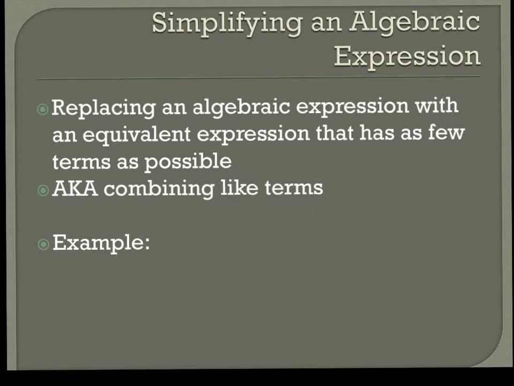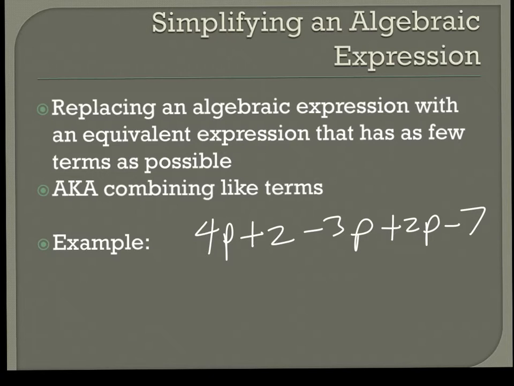Okay, so this one's a little longer. Simplifying an algebraic expression. When you replace an algebraic expression, which we had a couple of slides ago, with an equivalent expression that has as few terms as possible. In other words, combining like terms. My example, if I gave you 4p plus 2 minus 3p plus 2p minus 7. You'd go through and find the like terms and you'd combine them.